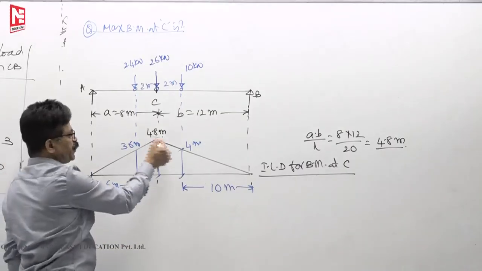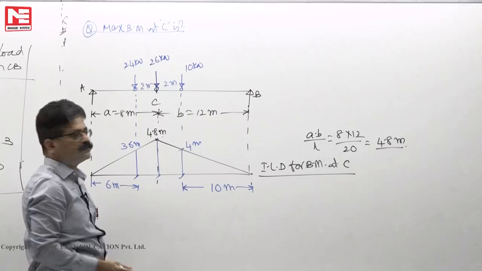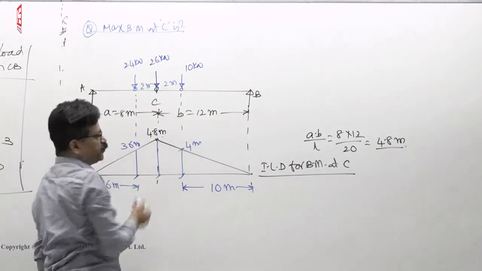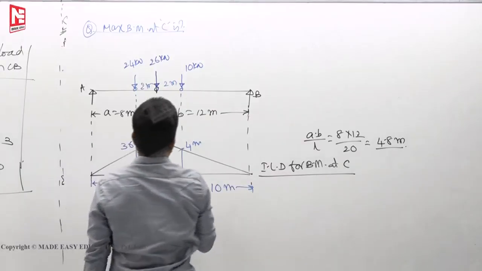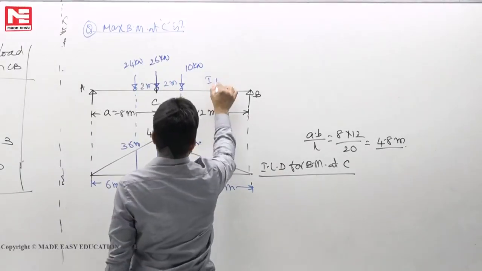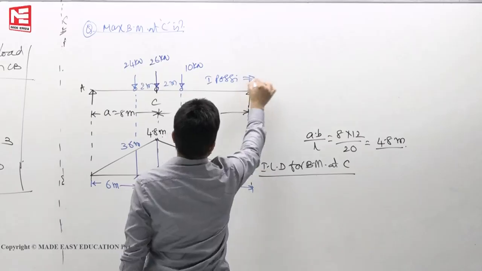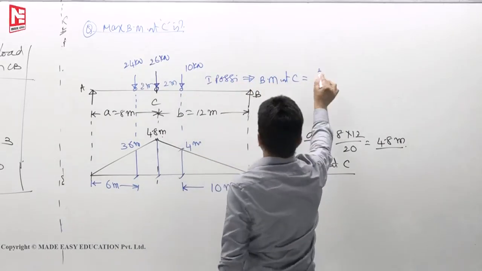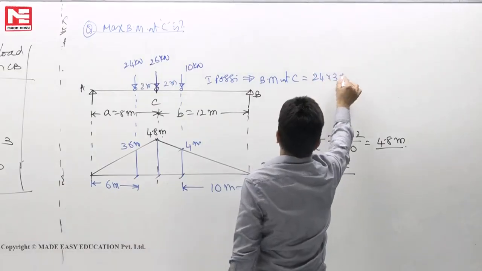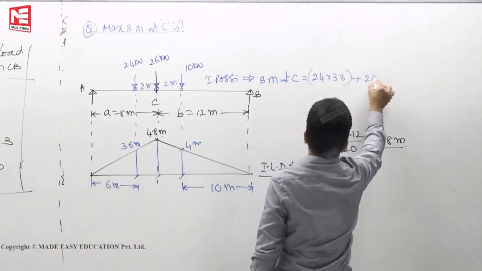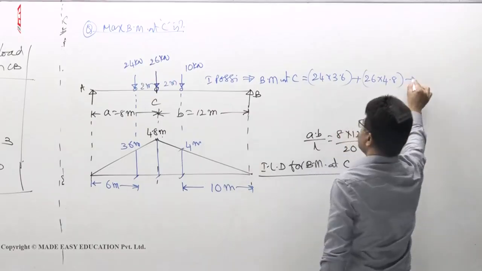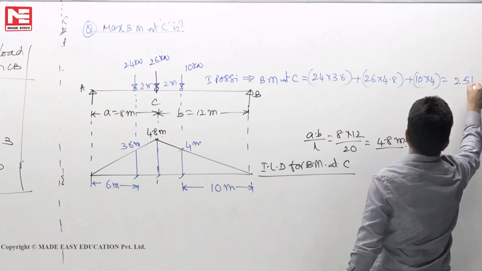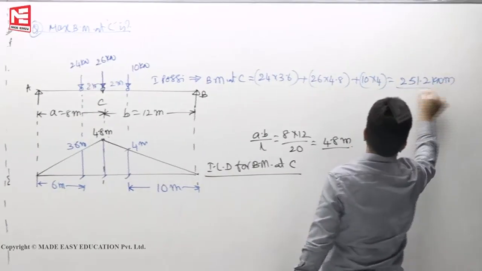So that ratio is 4.8 by 12, and 10 into that gives 4. So this is the first possibility. In this case, the bending moment at C is 24 into 3.6 plus 26 into 4.8 plus 10 into 4. So you will get 251.2 kilonewton meter.